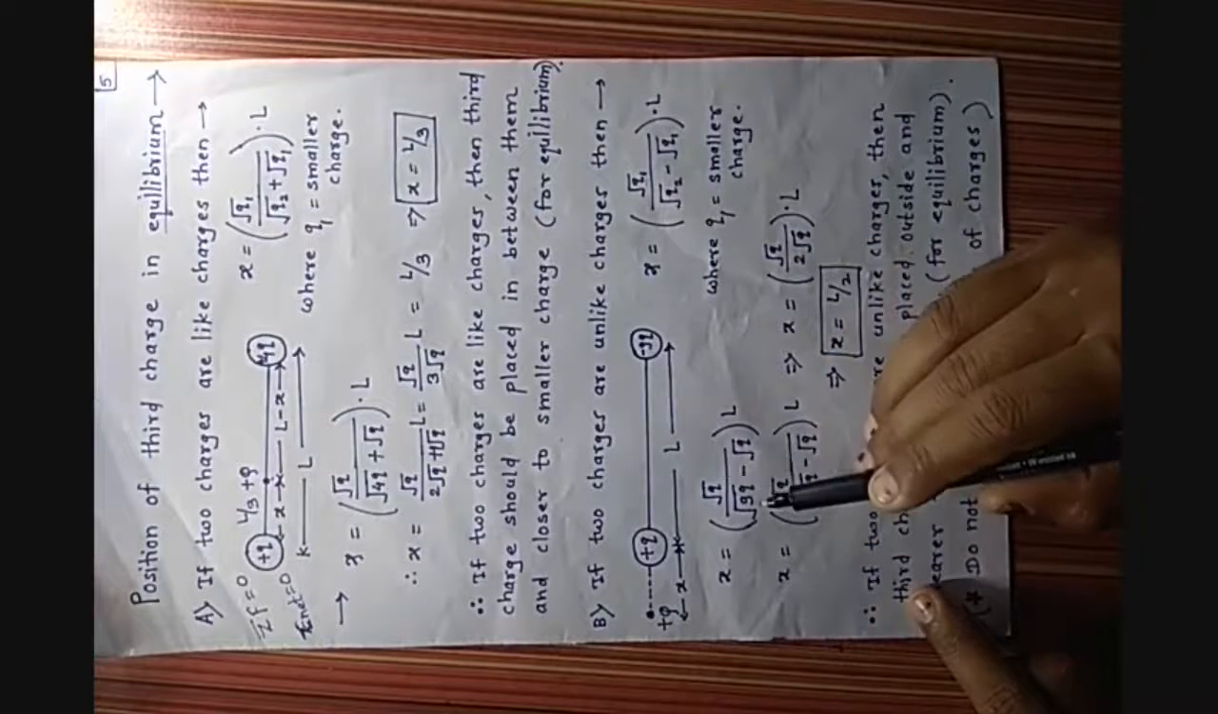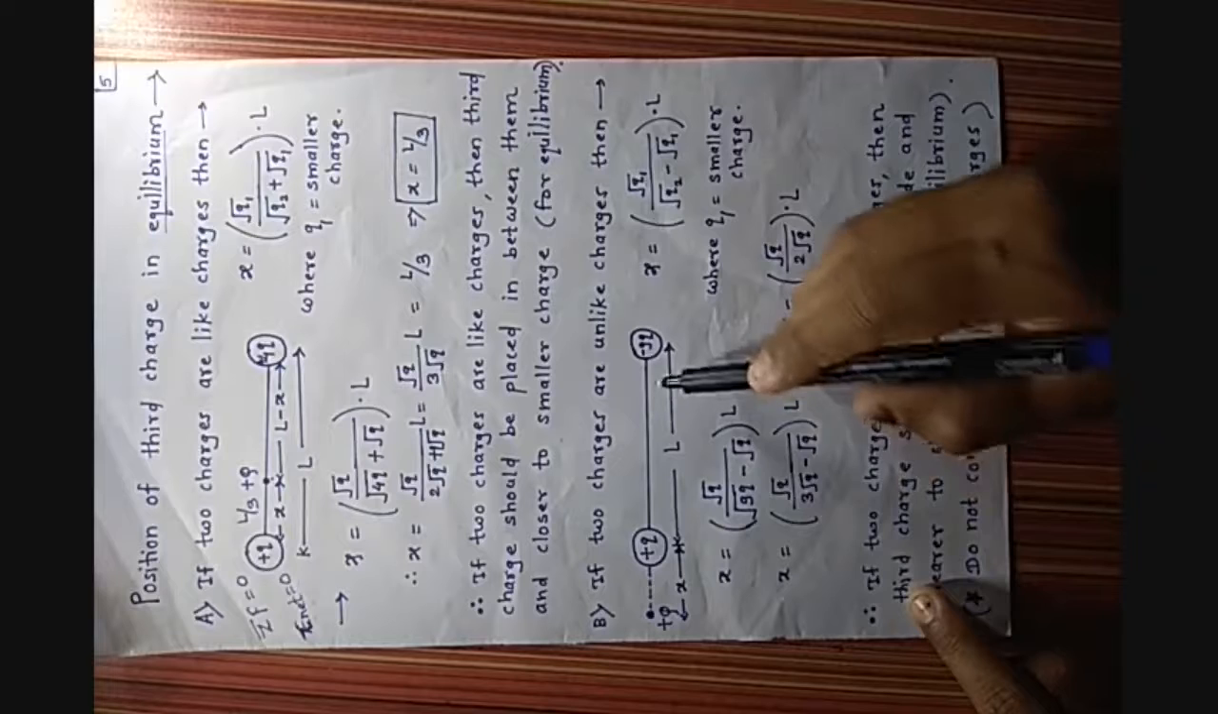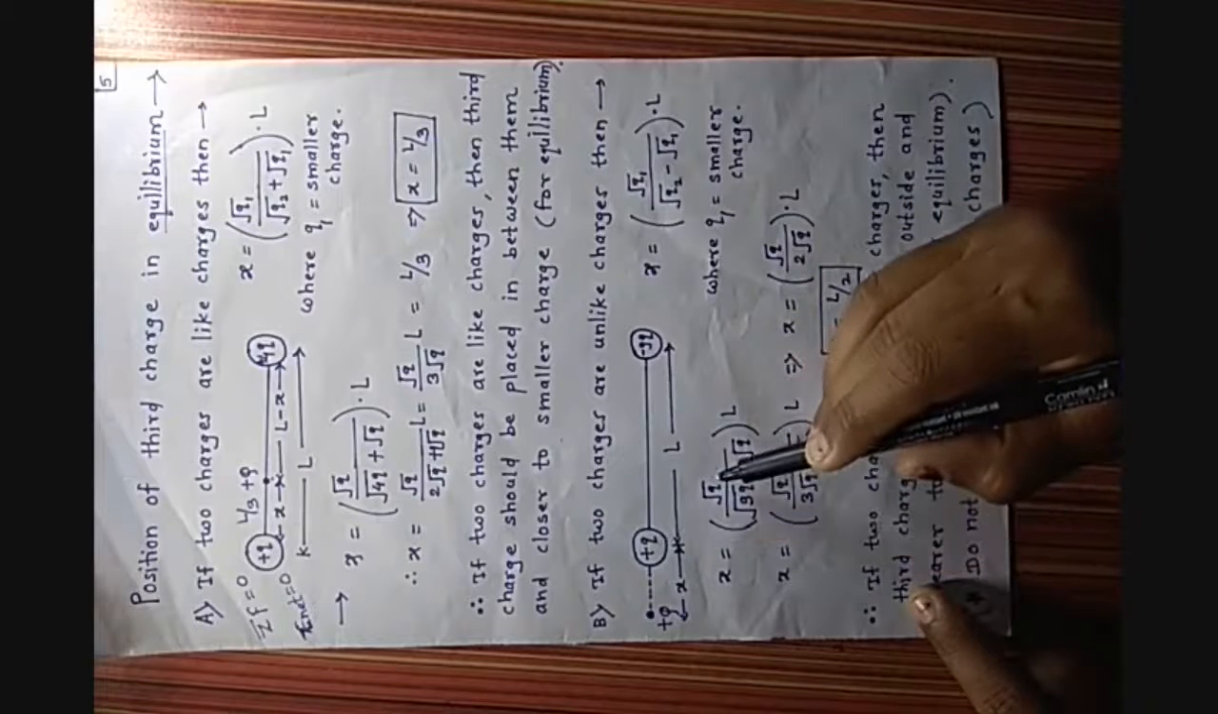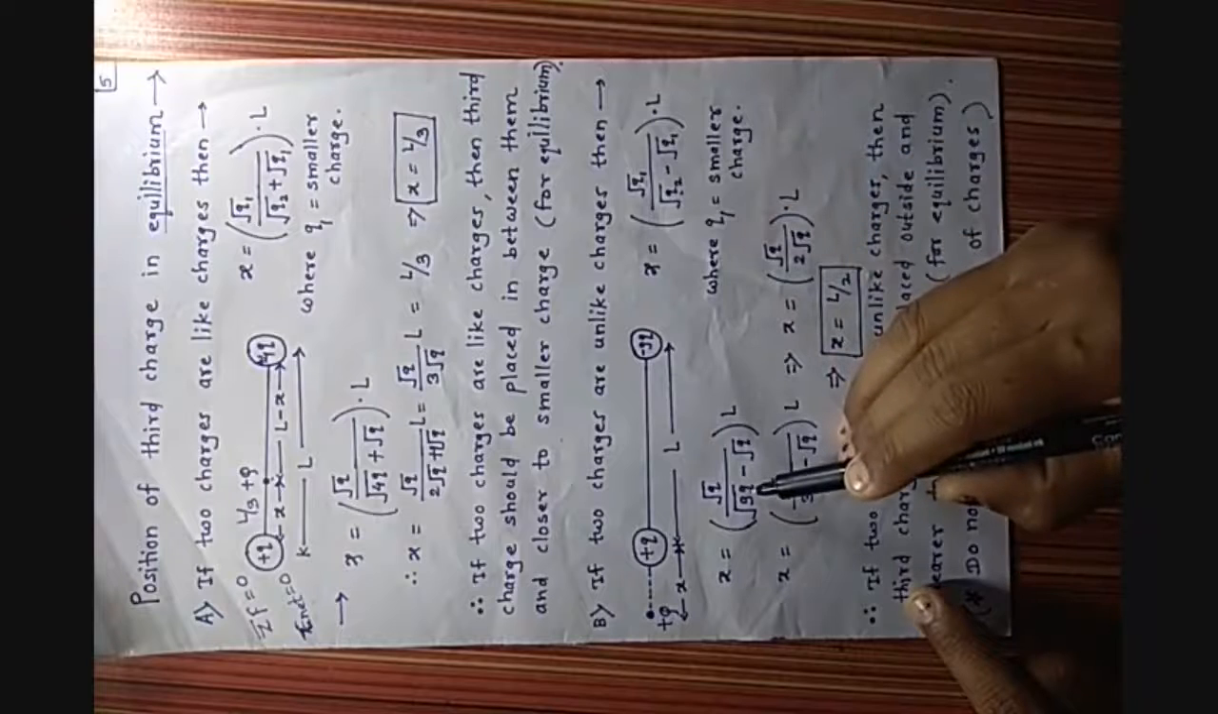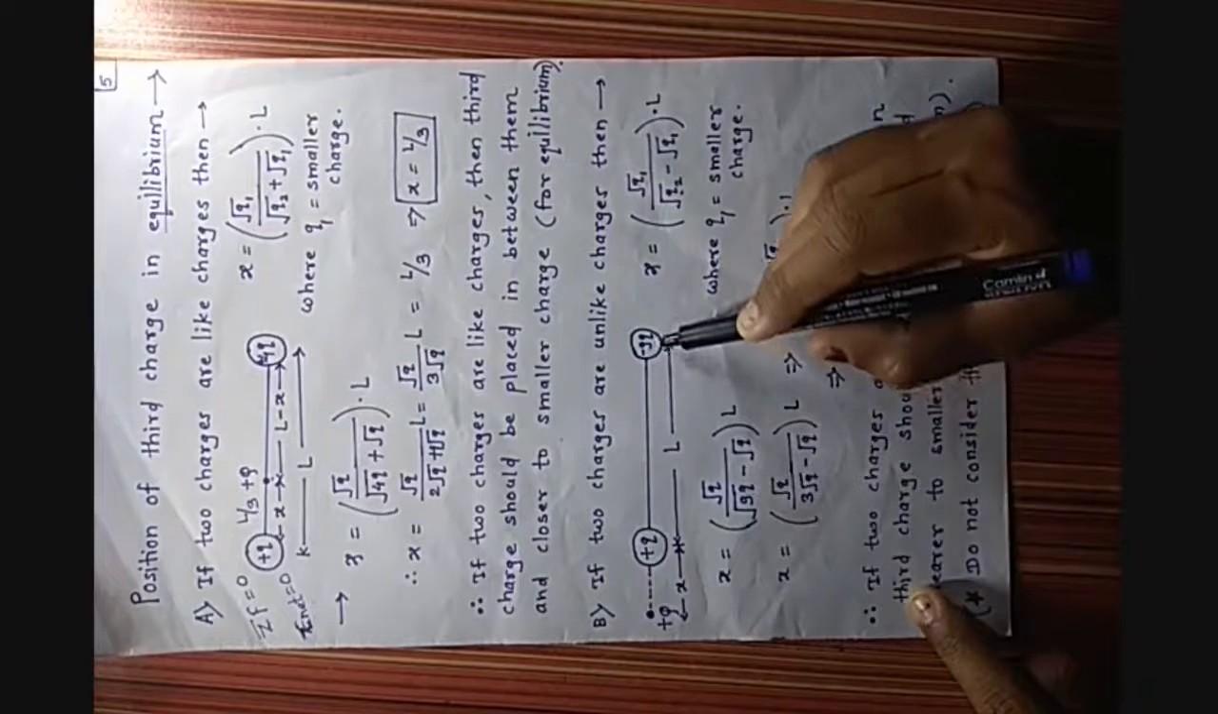Okay, so these two formulas are quite similar, just the difference of a minus sign here, and here there is a plus sign. So you have to learn these two formulas by heart. X equals root Q upon root 9Q. The first charge is Q, and root Q2 means root 9Q.